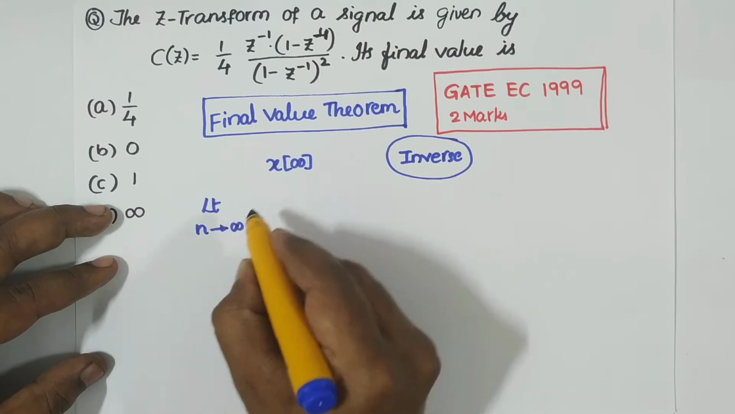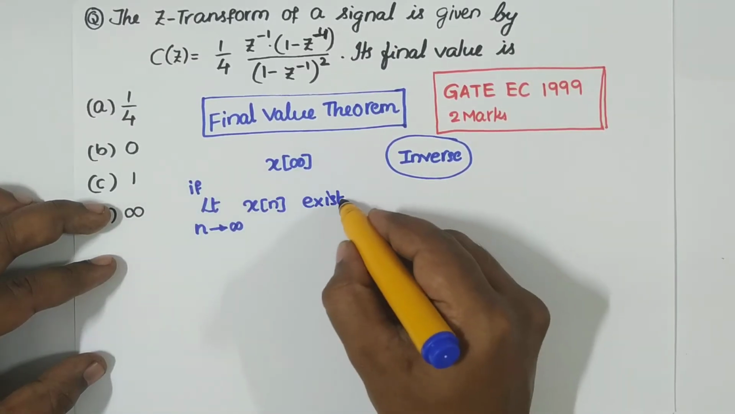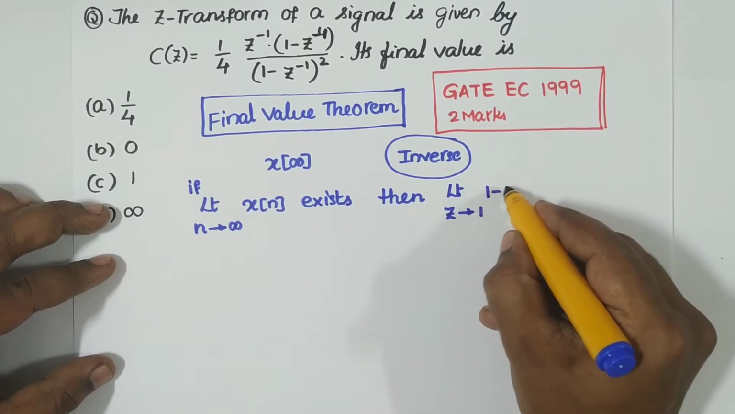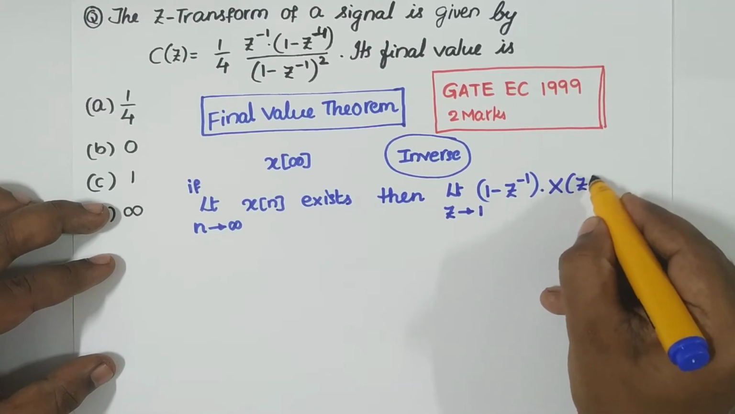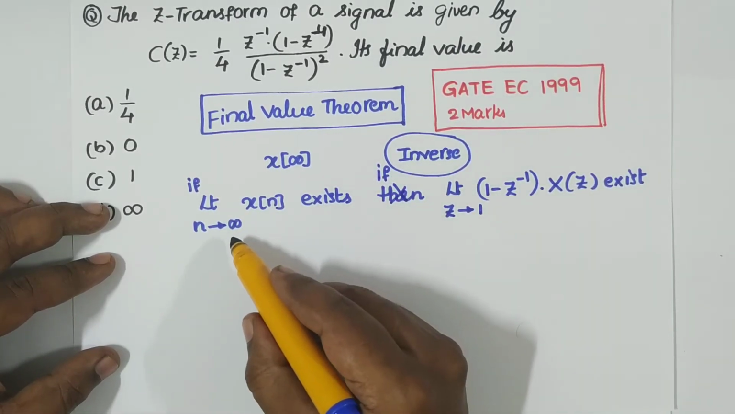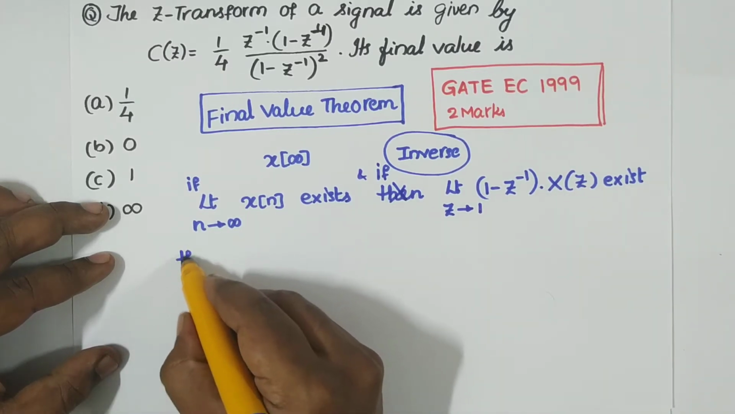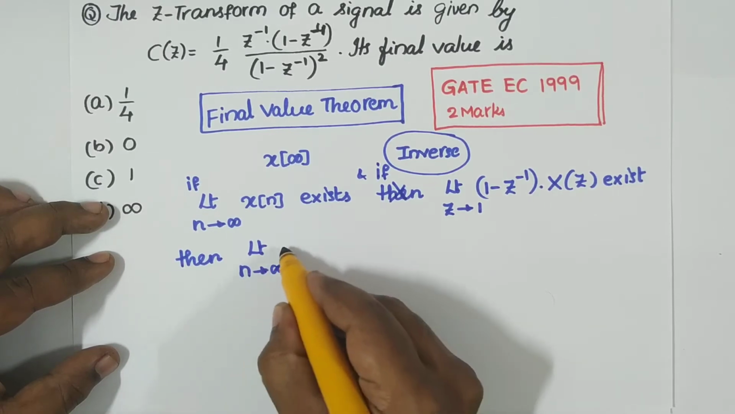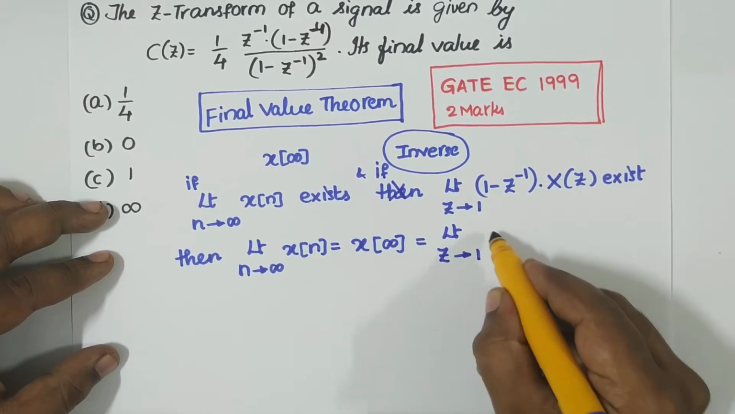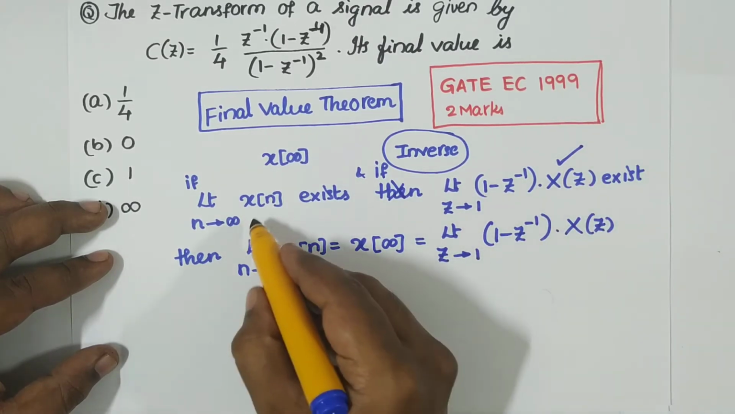It is as follows. If the limit as n tends to infinity of x of n exists, and if the limit as z tends to 1 of (1 minus z power minus 1) times x of z exists, then we could say the limit as n tends to infinity of x of n, which is x of infinity, is equal to the limit as z tends to 1 of (1 minus z power minus 1) x of z, where x of z is the unilateral z transformation of this x of n.